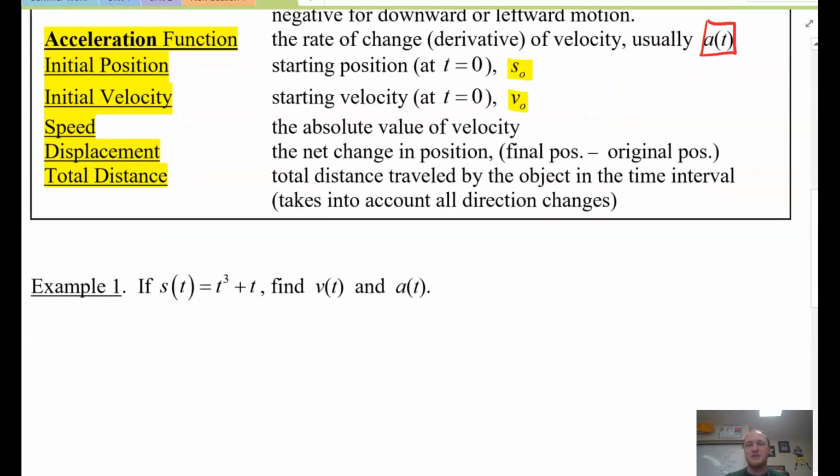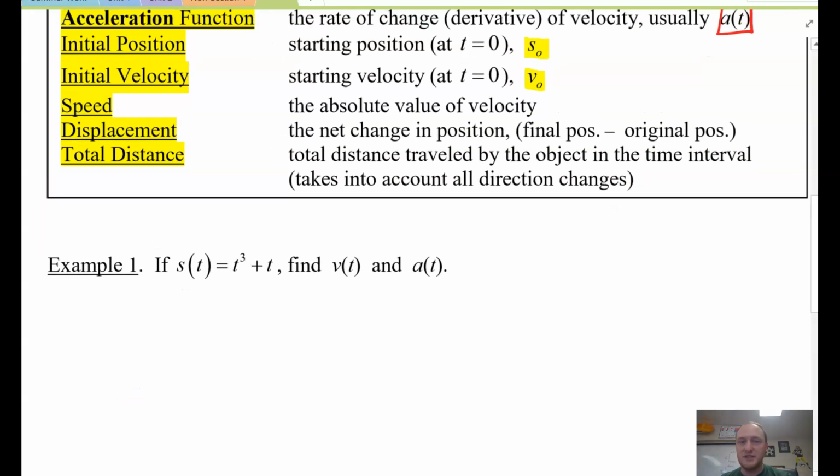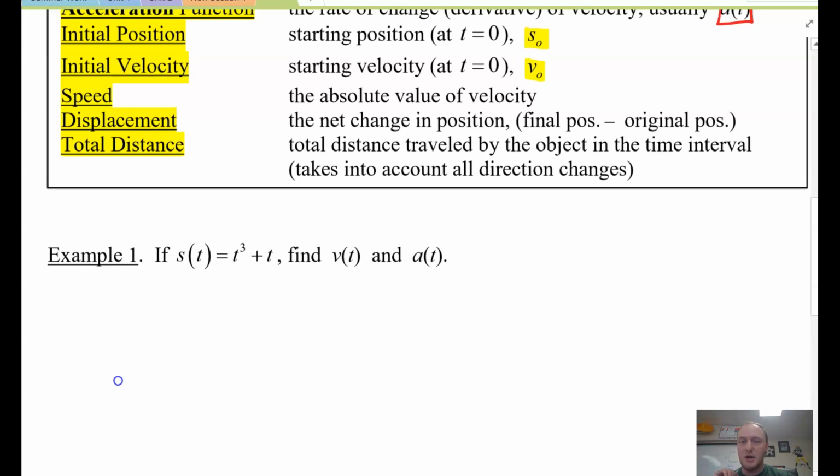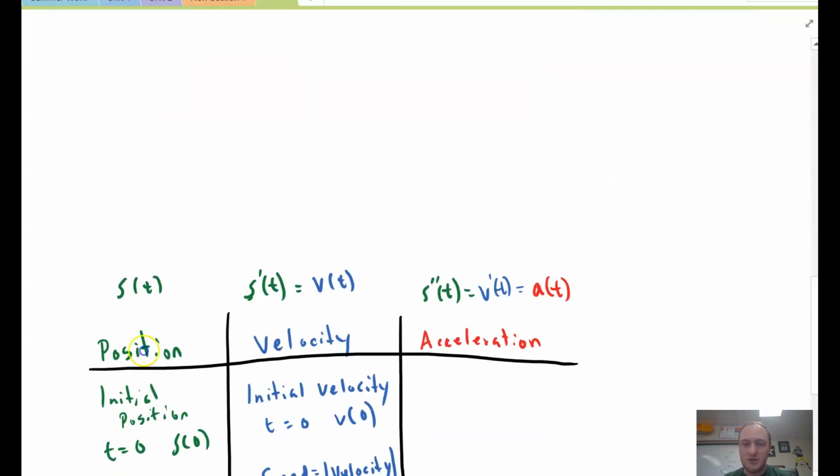And then the last term that we have here is total distance. So if I was to drive to Sacramento, and then drive back here to Ceres, my displacement would be 0, because I didn't move at all. But that's not true if I'm talking about my total distance. Didn't I drive 90 miles to Sacramento and then 90 miles back? So that is total distance, and it takes into account all direction changes.